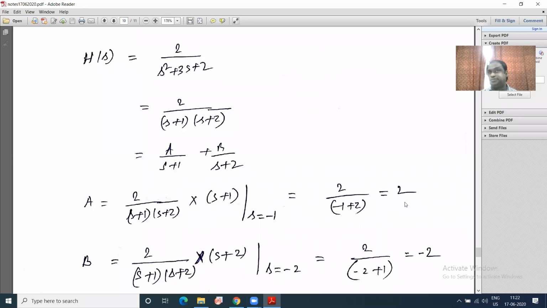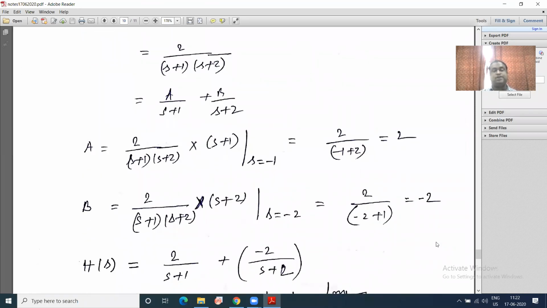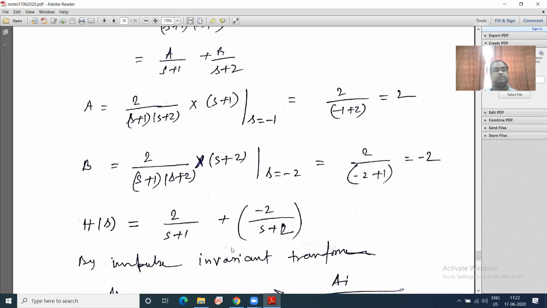Any doubt? No doubt? Very good. Similarly, you can find A and B. Once you find A and B, then you can write H(s) is equal to 2 by s plus 1 plus minus 2 by s plus 2. So you can substitute A and B and you get this.